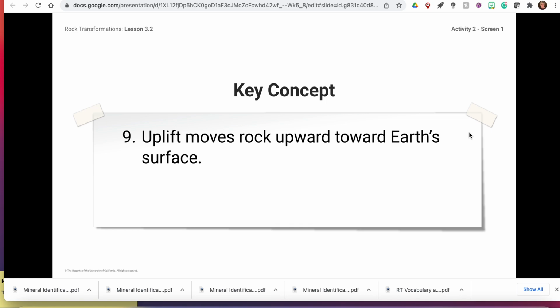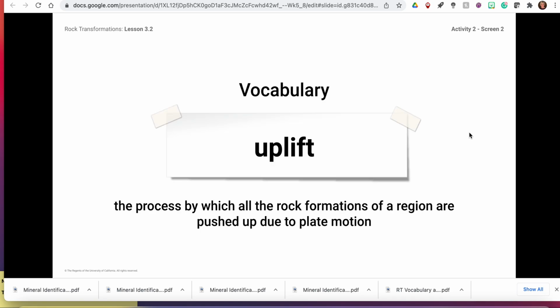Okay, then we've got 2 new vocabulary words. You guys have these vocab words in your flashcards, but we're using them now in our lessons. First one is uplift, and this is the process by which all the rock formations of a region are pushed up due to plate motion. So if you remember, during our unit on plate motion, we talked about how at convergent plate boundaries, one plate goes below the other plate, and then the plate that's on top really doesn't have any place to go. It's getting stopped by that plate that's going below it. And so it forces that rock to go up. And so that is where uplift takes place.